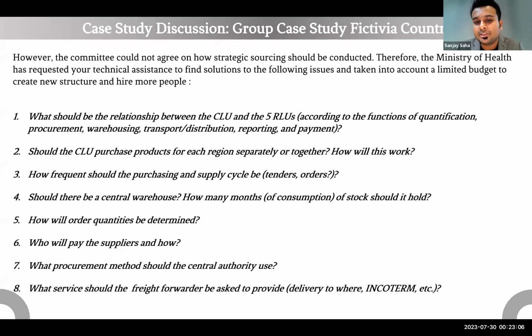How will order quantities be determined? Who will pay the suppliers and how? What procurement method should be used by the central logistics unit? And should there be a freight forwarder, or who should deliver the products to the country, and what service should be asked of them, in terms of Incoterm or where to deliver the products eventually.